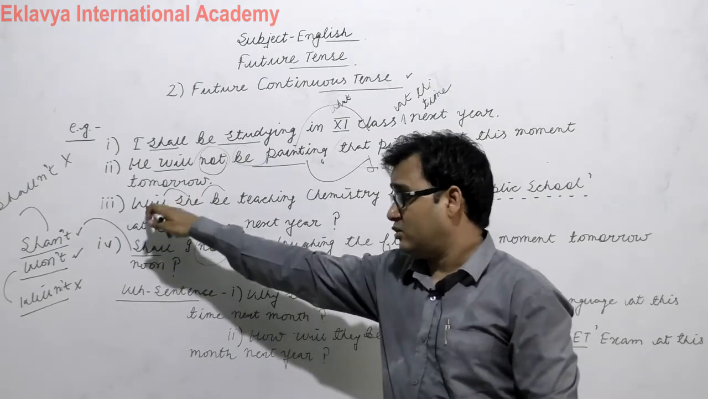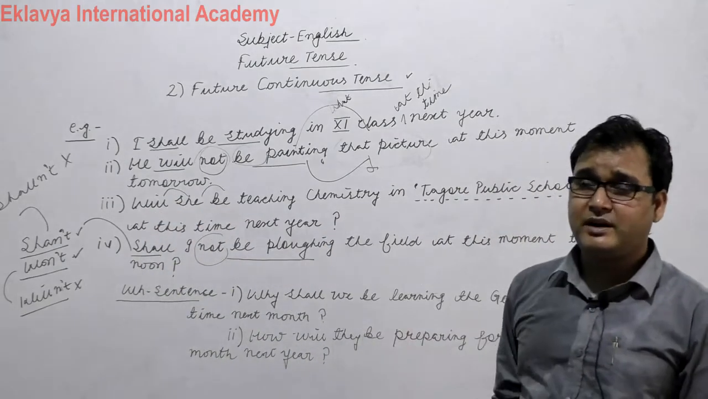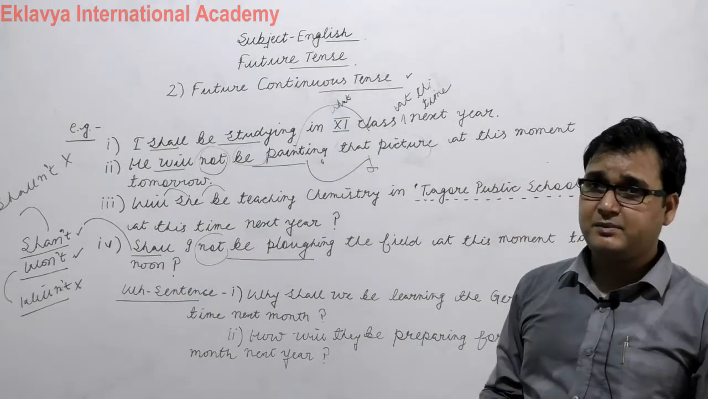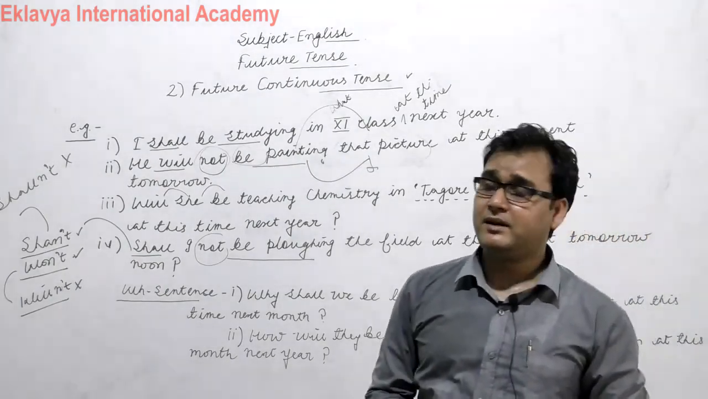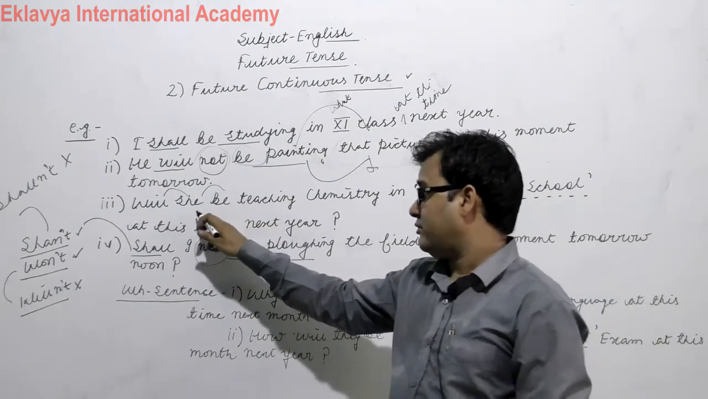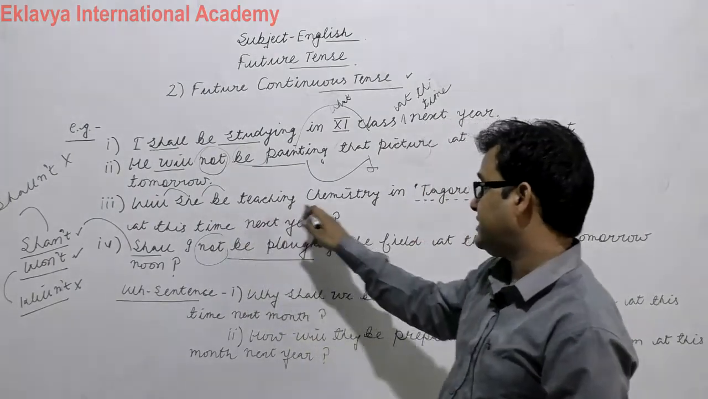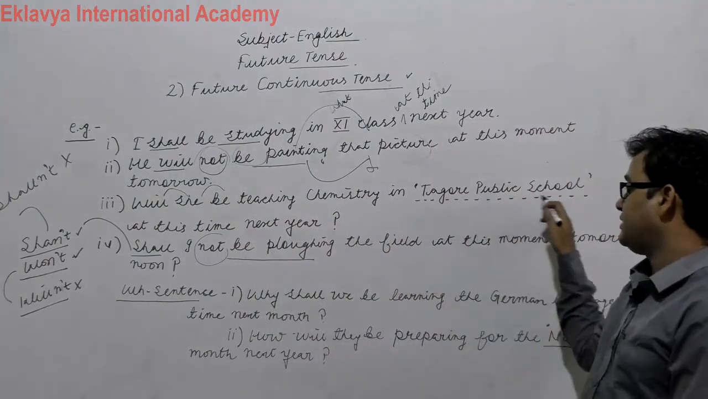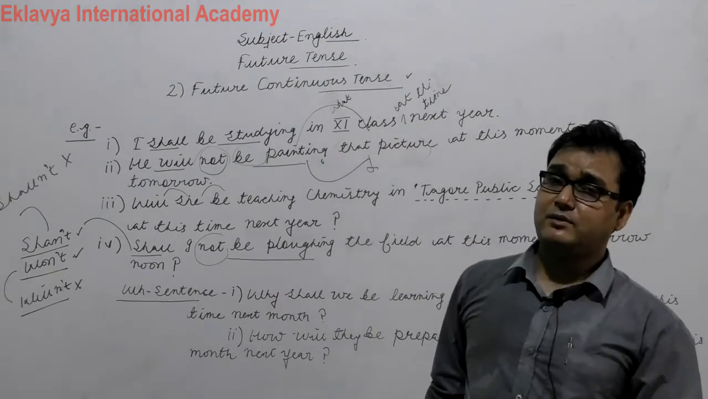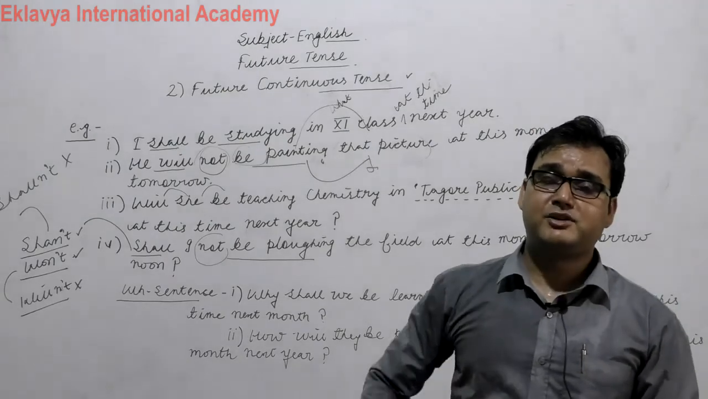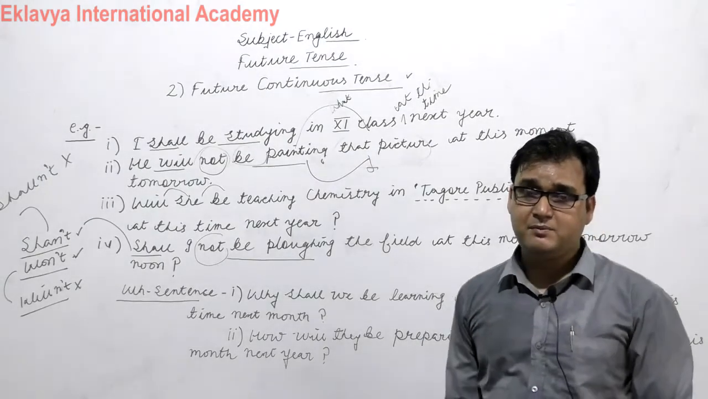Interrogative में don't forget that, ये बहुत important है. लिखते समय गलती कई बार हो जाती है, but we should use the helping verb before the subject. कि subject से पहले हमें helping लगाना है यहाँ पे. तो we shall, will she be teaching chemistry in Tagore Public School at this time next year? क्या इस समय अगले साल जो है वो टैगोर पब्लिक स्कूल में केमिस्ट्री पढ़ा रही होगी.